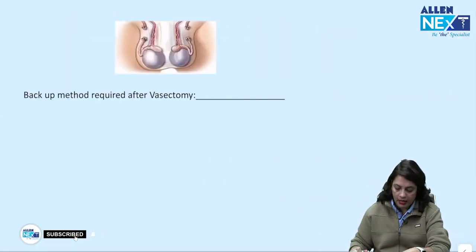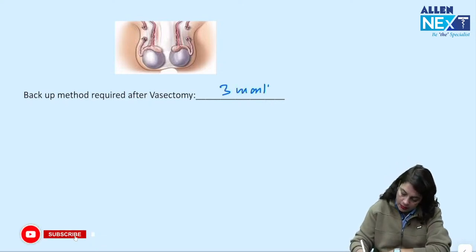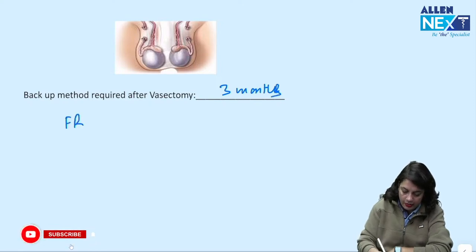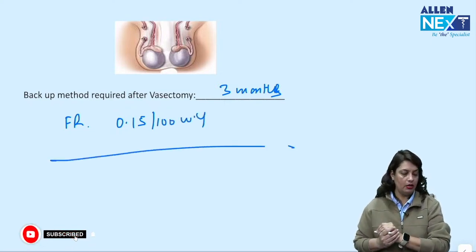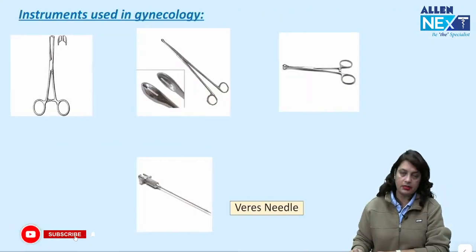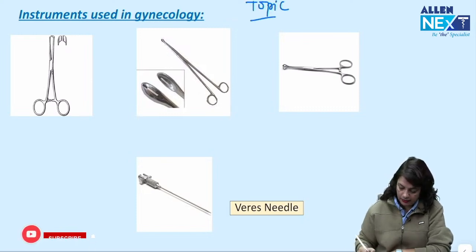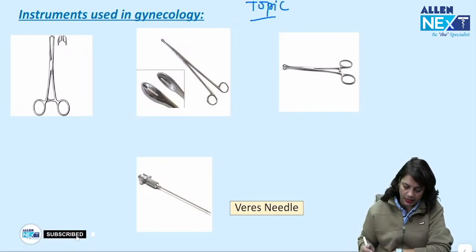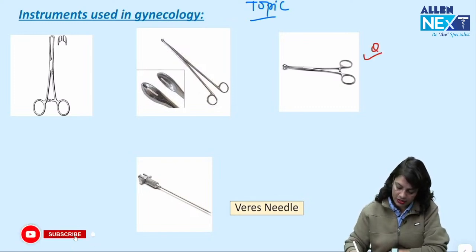Next, backup method required after vasectomy is for 3 months. What is the failure rate of vasectomy? 0.15 per 100 woman-years. Okay. So this is about the contraception methods. Now some of the instruments used in gynae. Some selective images I have taken. You are supposed to identify. They have already asked this in the FMGE exam.